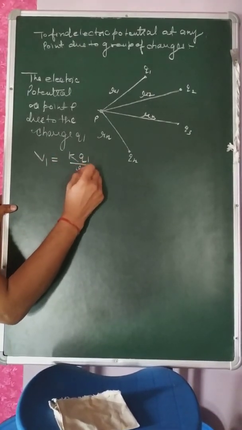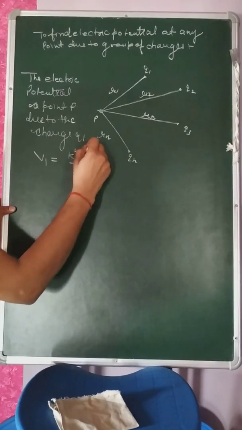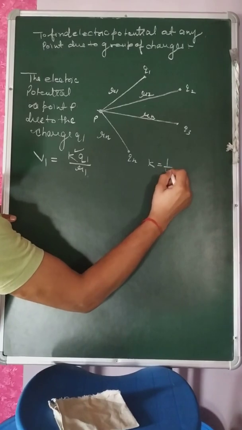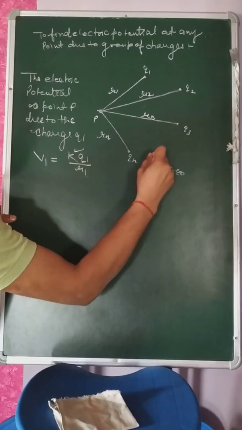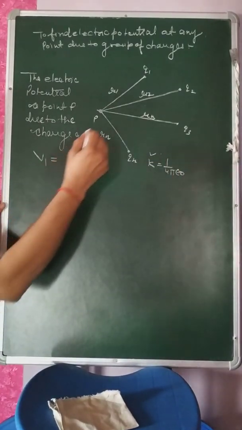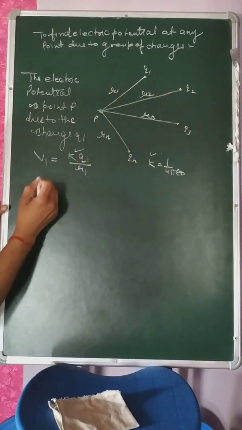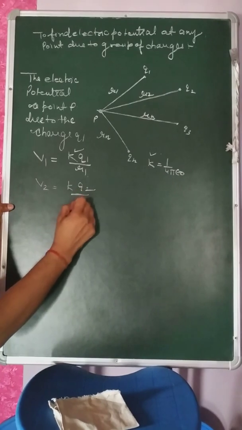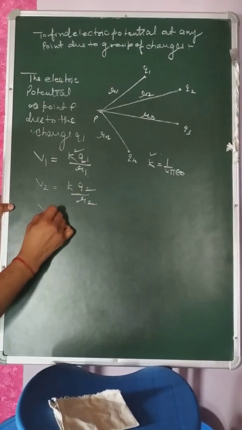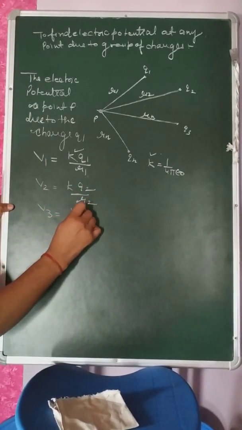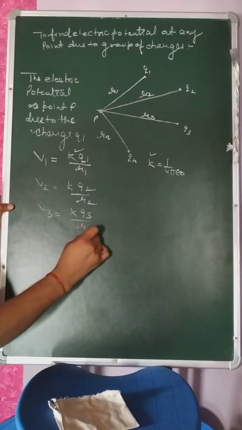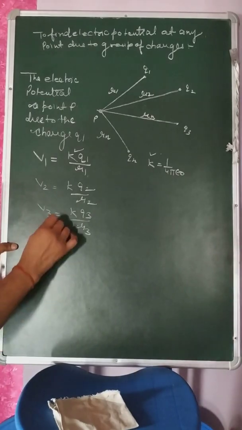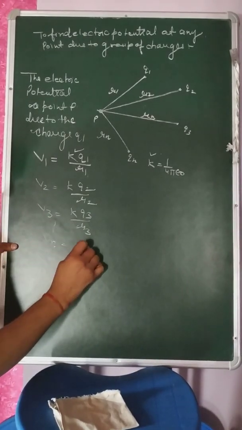Q1 by R1. Here K is the constant of proportionality, and K, you can say that this one is equal to 1 by 4 pi epsilon naught. We will directly use over here the K. Similarly, for the second charge Q2, the potential at point P, that is given by V2, and this one is equal to K Q2 by R2. Similarly, for the third charge V3, that is equal to K Q3 by R3. And at last, for the nth charge, that is Vn, and this one is equal to K Qn by Rn.